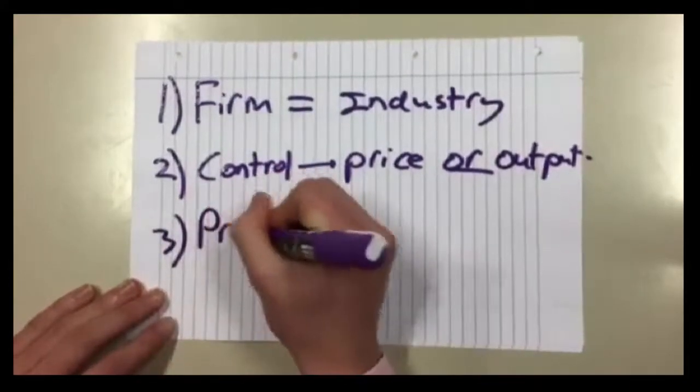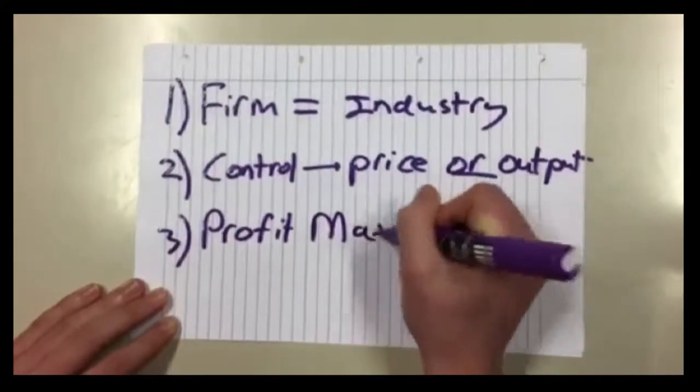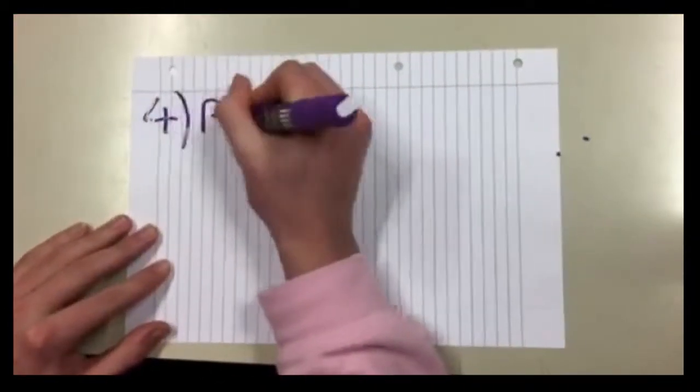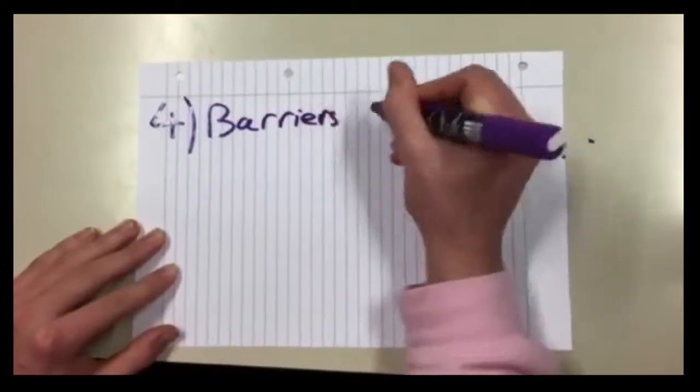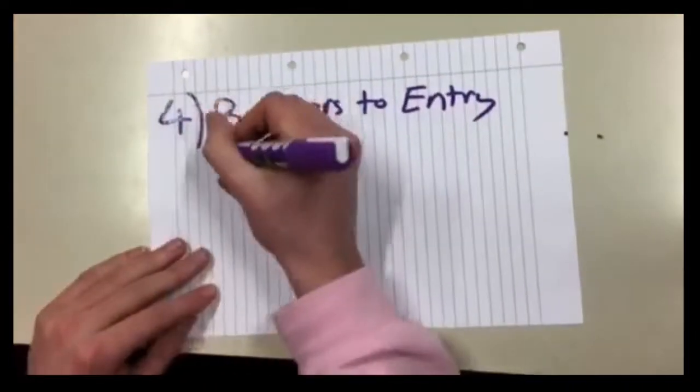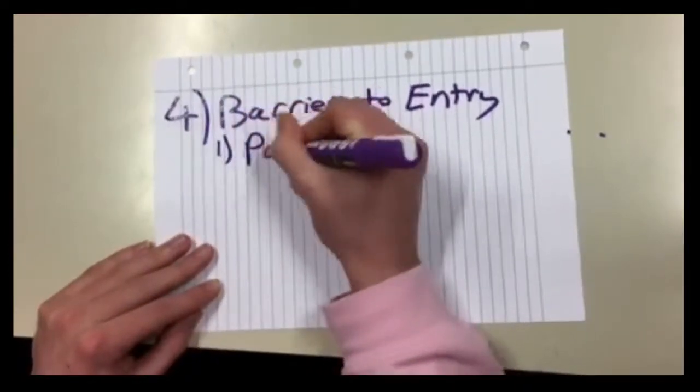3. Profit maximization. It is possible for firms to earn supernormal profits both in the short run and the long run. The firms aim to maximize their profits. 4. Barriers to entry. There is no freedom of entry into the market as it would threaten the existence of the monopoly. Barriers are put in place to block entry of new firms and protect the monopolist.